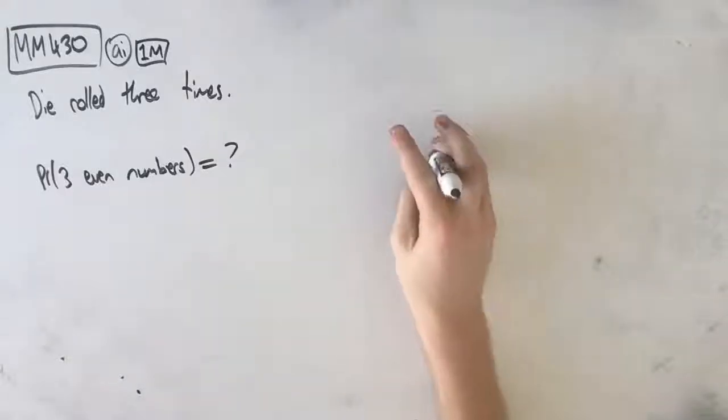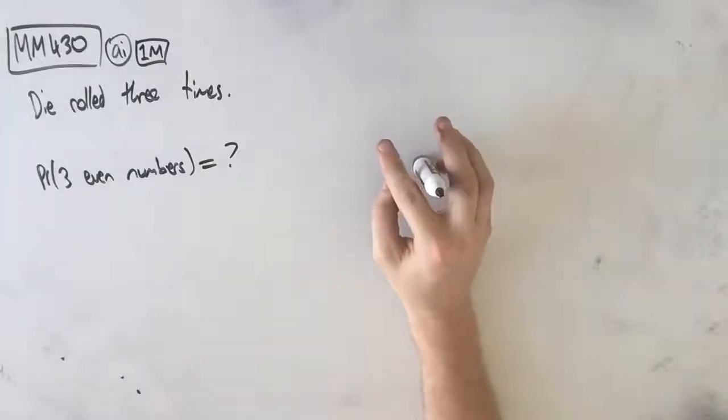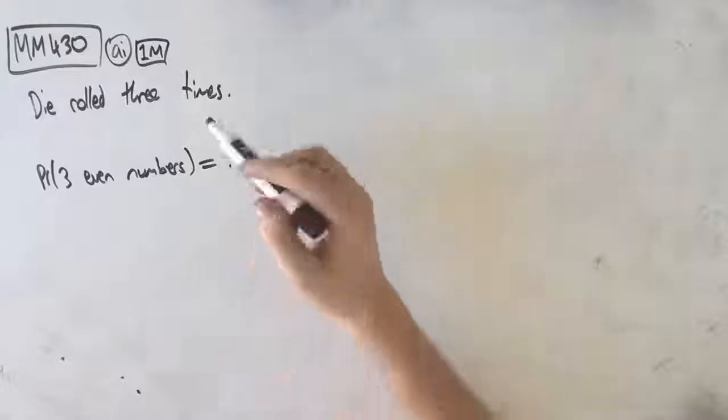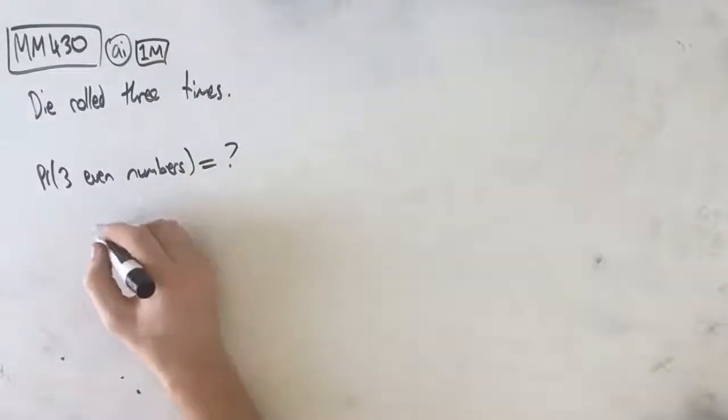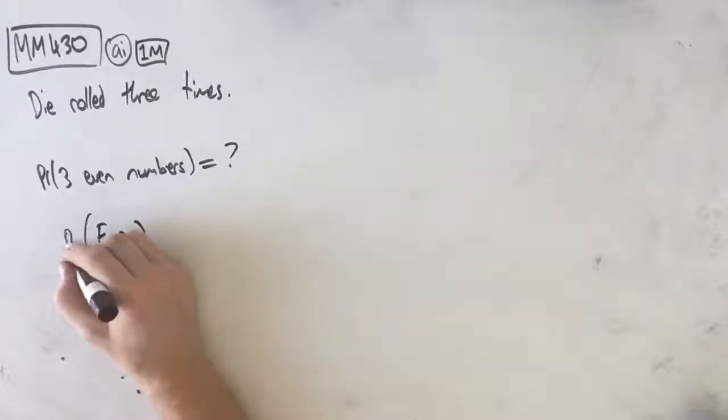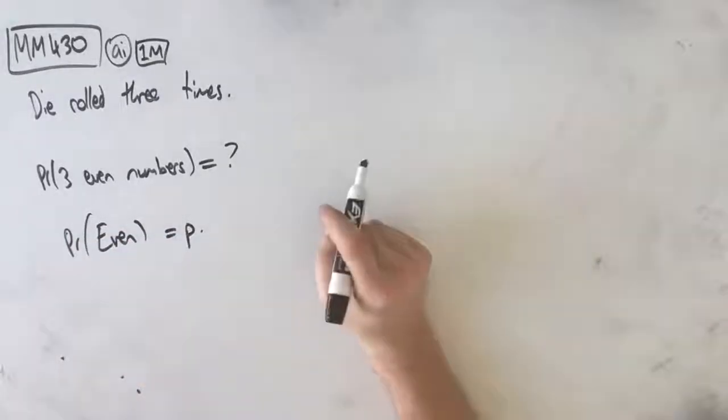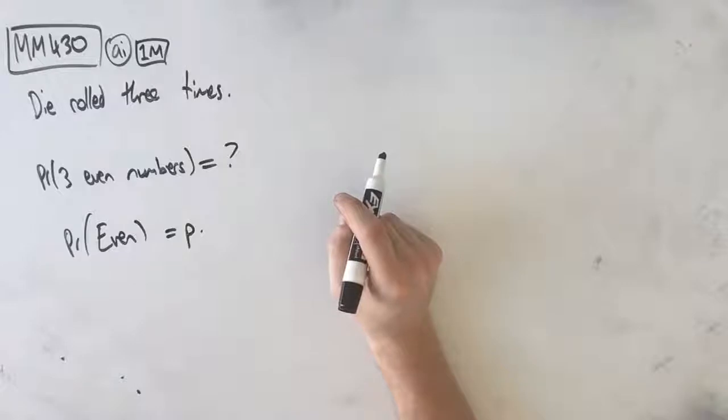Guys, welcome to question MM430 of the Maths Methods Fortify study guide. In this question we've got a loaded die and it's rolled 3 times. The probability of rolling an even number is P. Find in terms of P the probability of obtaining 3 even numbers from these 3 rolls.